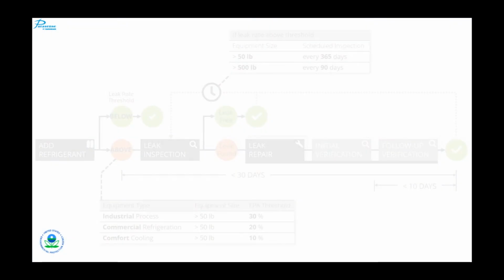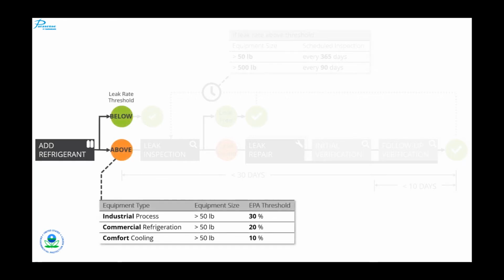Let's assume the scenario that as a maintainer, you have been called to site and you determine that refrigerant needs to be added to keep some equipment functioning effectively. So you add refrigerant. EPA regulations require that the rolling 12-month leak rate is calculated each time refrigerant is added. Depending on the purpose of the equipment, a different threshold exists determining the next stages of the process. This applies to all equipment with a refrigerant charge over 50 pounds. If we are under the threshold, the process stops here. If we are over the threshold, we need to carry out a leak inspection of the equipment.